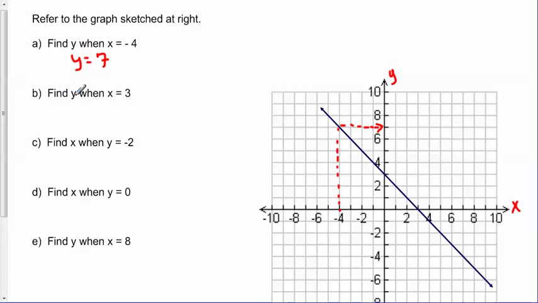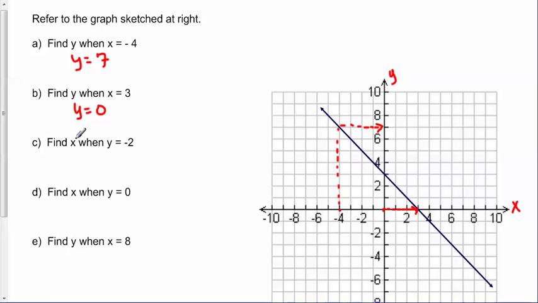Now they're going to ask us to find y when x equals 3. So when x equals 3, again, starting here at my origin, looking where x is 3, where x is 3 is right here. And notice that that's right where my graph is crossing my x-axis. And so what's the y at that point? Well, I haven't gone up and I haven't gone down. So in that case, y equals 0.